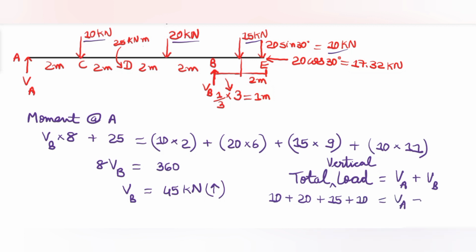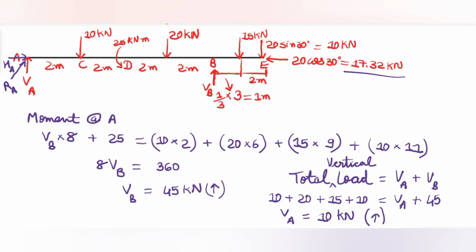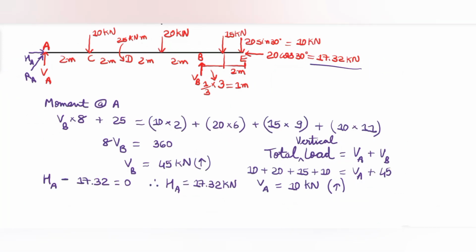So we have VA is equal to 55 minus 45, which is equal to 10 kilonewton. And as we are having this horizontal load here, HA will be acting, and because of HA and VA there will be a resultant reaction. So HA minus 17.32 is equal to 0. So we get HA is equal to 17.32 kilonewton.